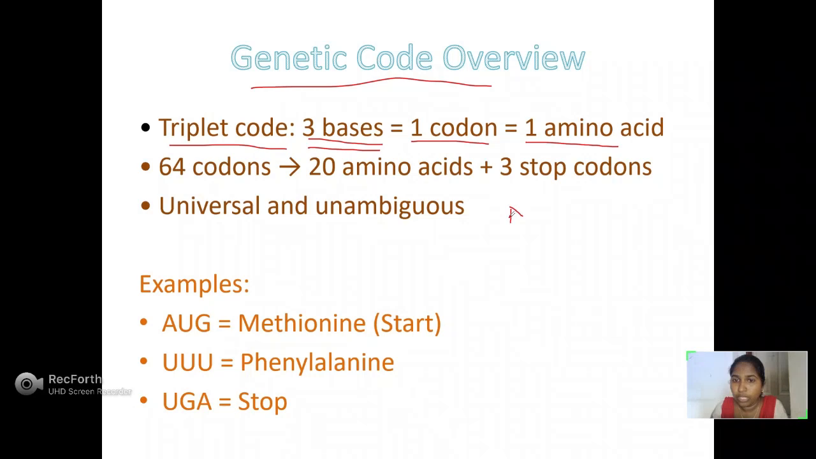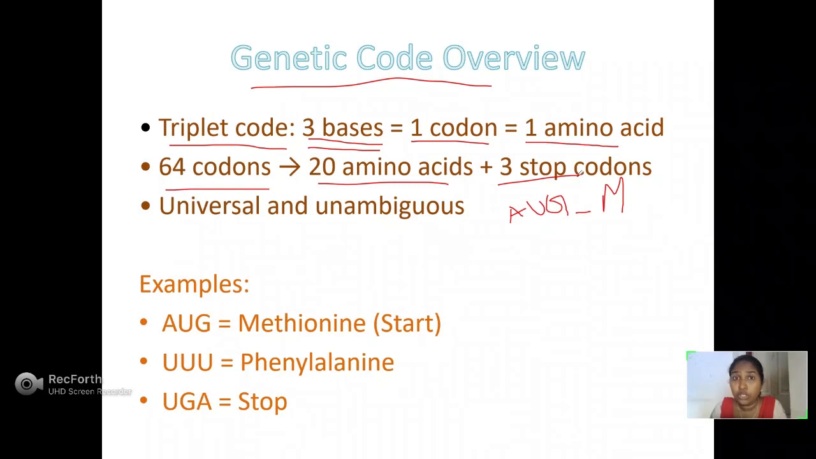What is the start codon? AUG, which codes for methionine. These three bases code for a single codon, which always codes for a single amino acid. There are 64 codons, and the 64 codons code for 20 amino acids and 3 stop codons.